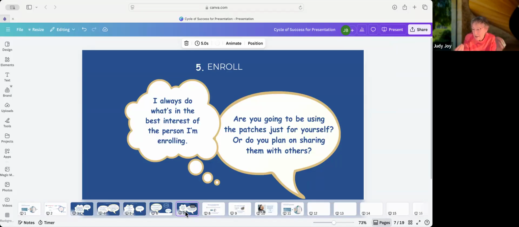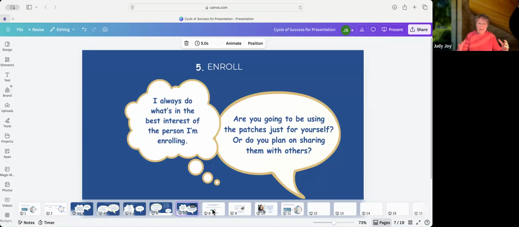Robin and Dr. Sarah, together in various ways, have come up with these 2 questions you can ask that let you know whether it's going to be better customer, better brand partner. Are you going to be using the patches just for yourself, or do you plan on sharing them with others? Simple way to know if customer or brand partner is a better option. And as I said, we're reviewing what we already know.